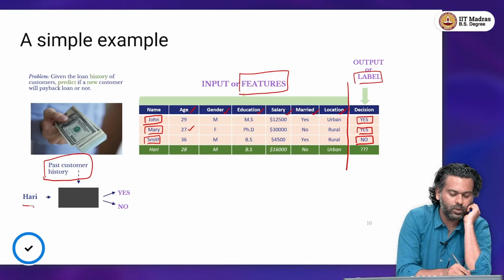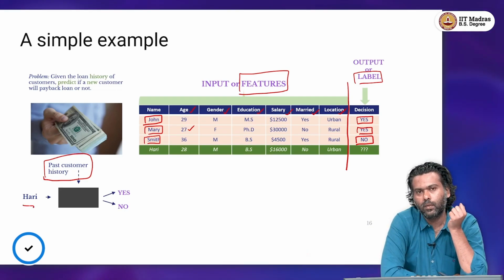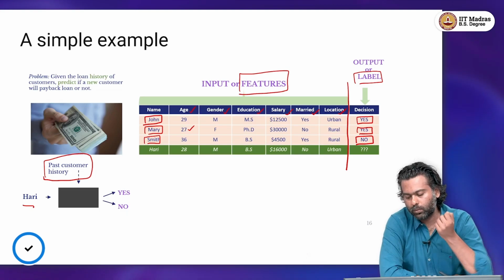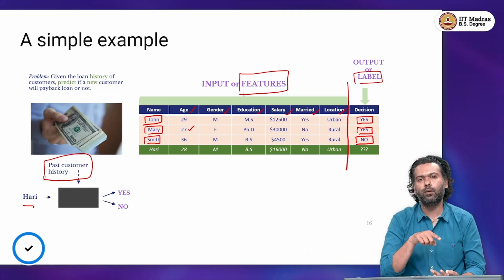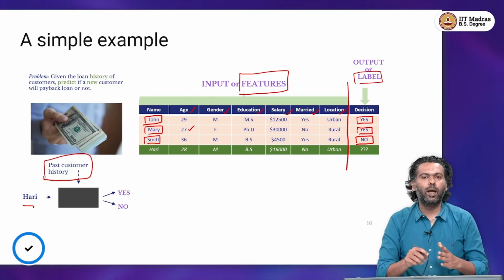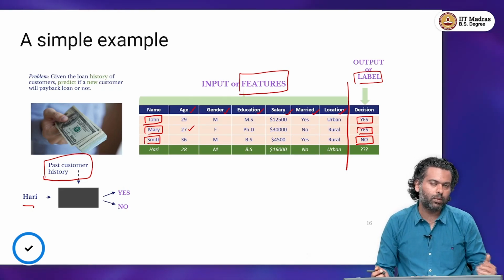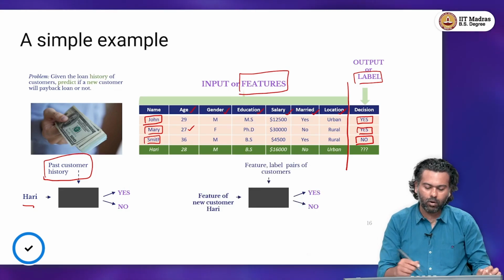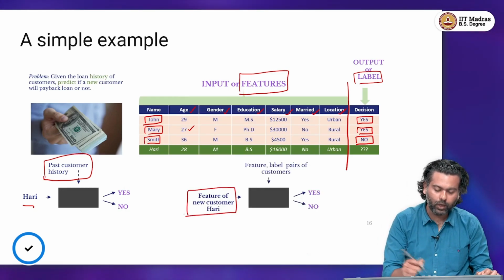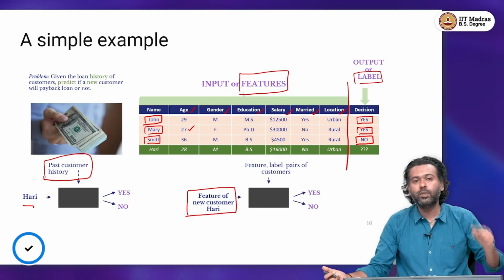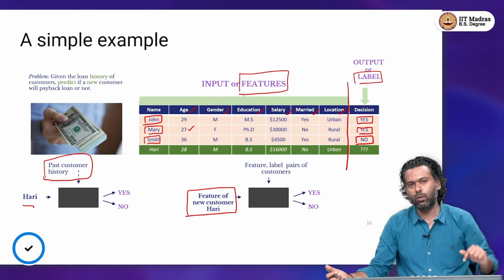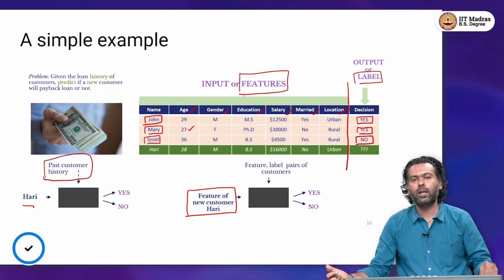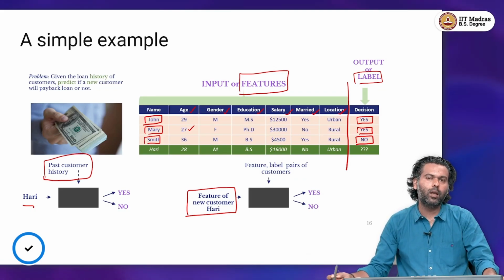And now for the new customer, what do I have? Well, if a new customer walks in, I can ask that person's age, gender, education, salary, marital status, location. I get features for that new customer, Hari, right? So I have all the features of the new customer. What I don't have is the label, which is what I want to predict: if this customer, Hari, is given a loan, whether Hari will pay it back or not.